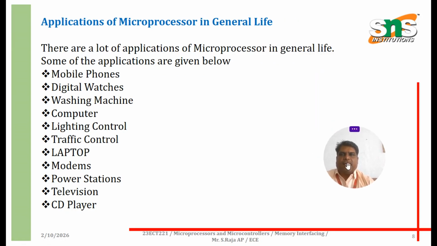Next we can see the important topic of applications of the microprocessor. The main applications of microprocessors are in mobile phones, digital watches, washing machines, computers, lighting control, traffic control, laptops for processing applications, modems for connecting receiver and transmitter, power stations for delivering proper power, televisions and CD players.